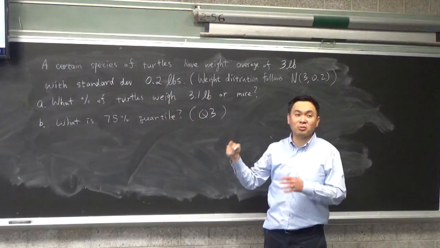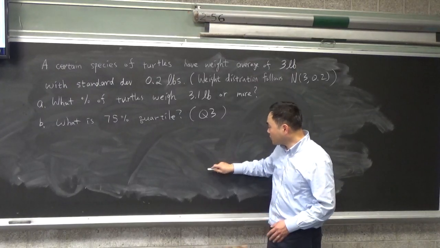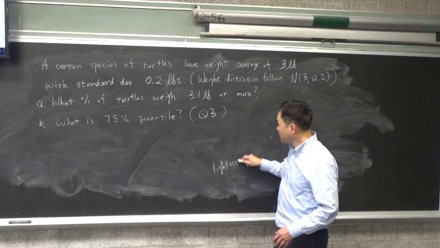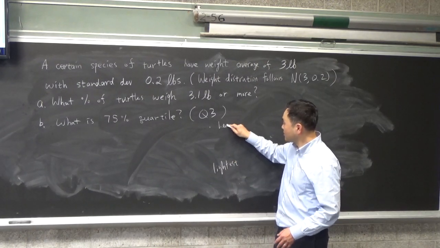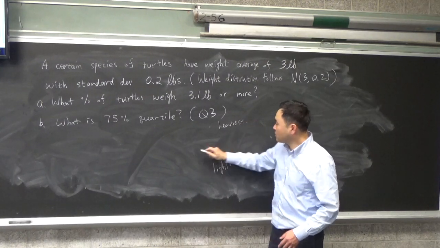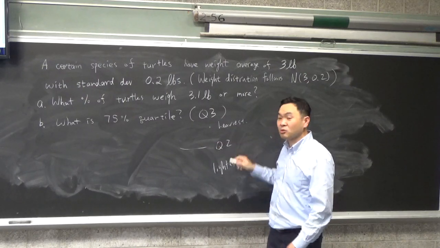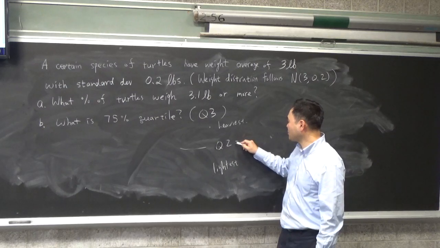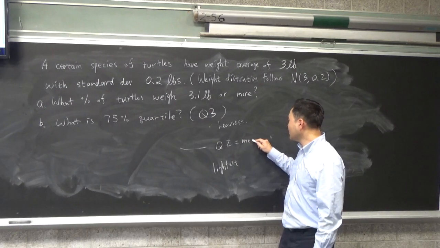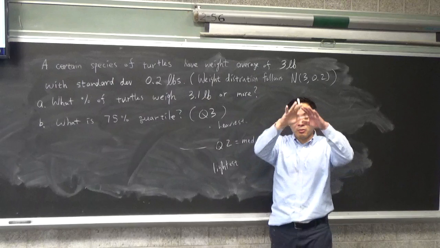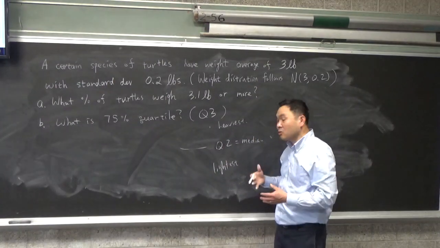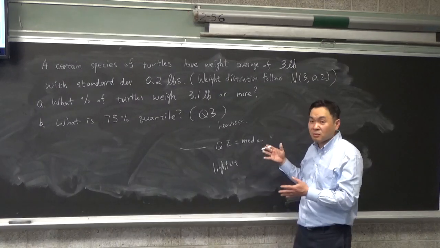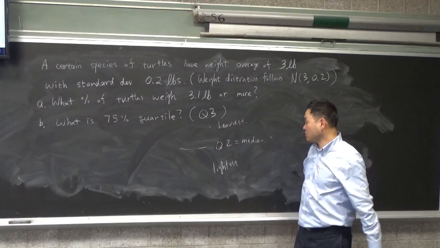See, Q1 is the 25%. So if you went from the lightest to heaviest, the right in the middle will be what's called Q2. Q2 is the median. But because the bell curve is symmetric, the median and the mean value will be the same for a normal distribution.